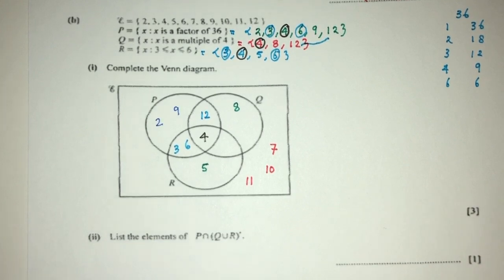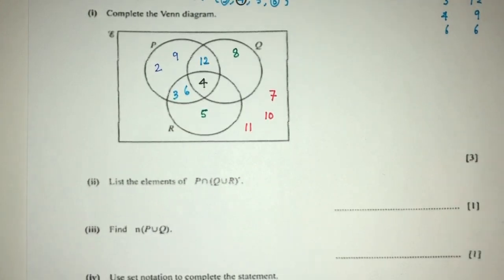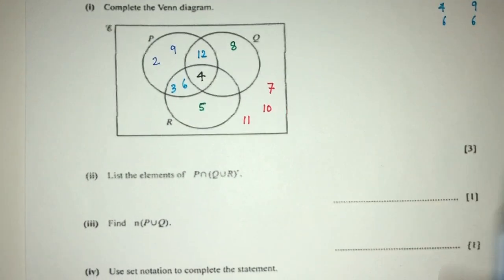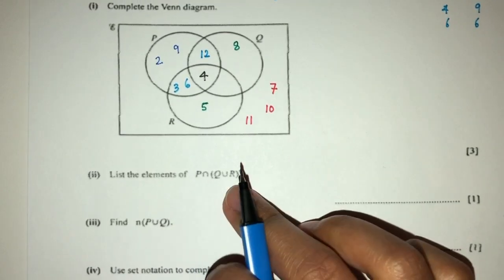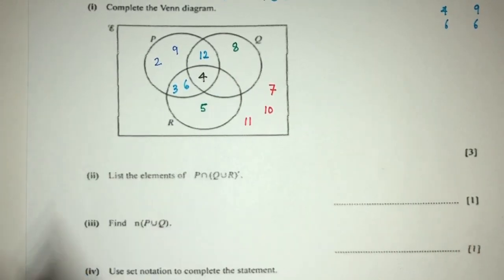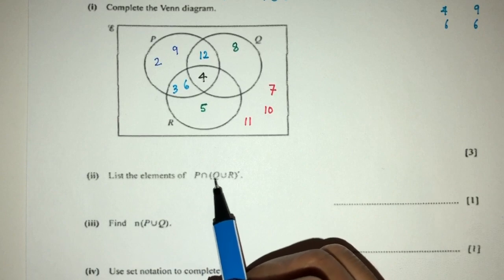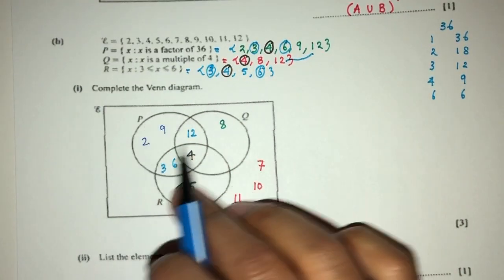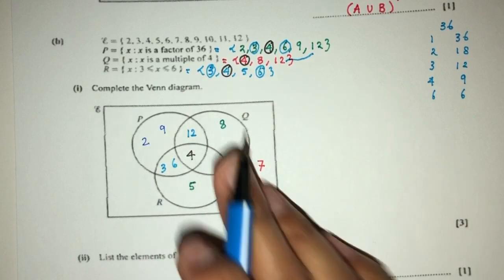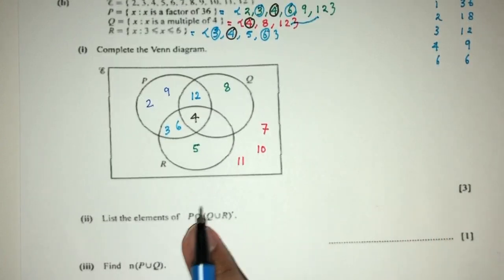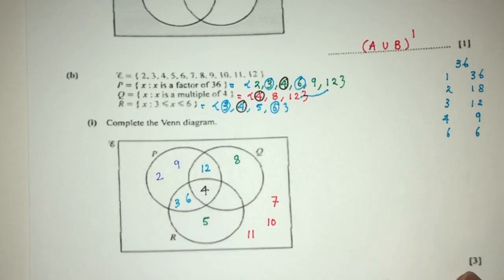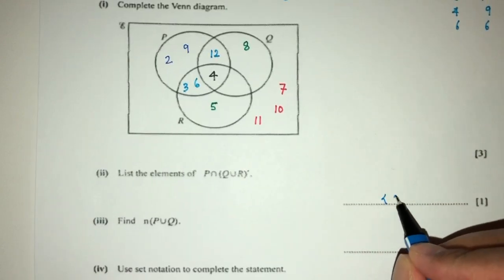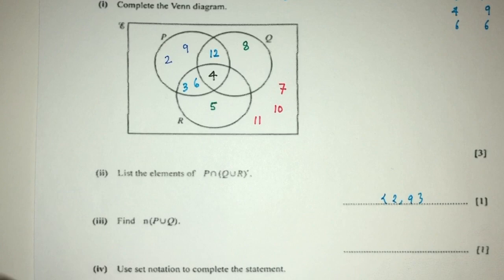Okay, so that is good to go. Now for part 2, we have to list the elements of this. So let's find them on the diagram. So we have Q union R. So Q union R will be these two together. Prime will be outside of these two. Intersecting P will be only this one. So here we have the set of 2 and 9. That is part 1 of the question.